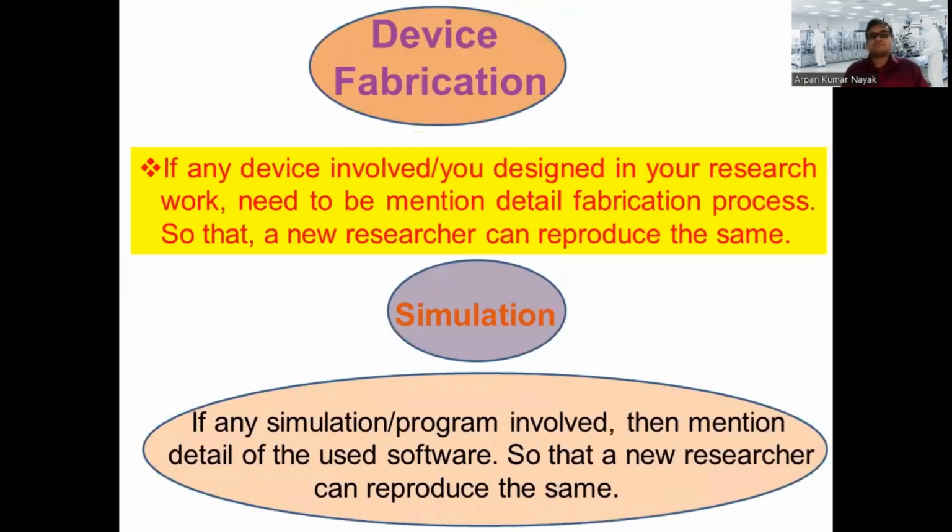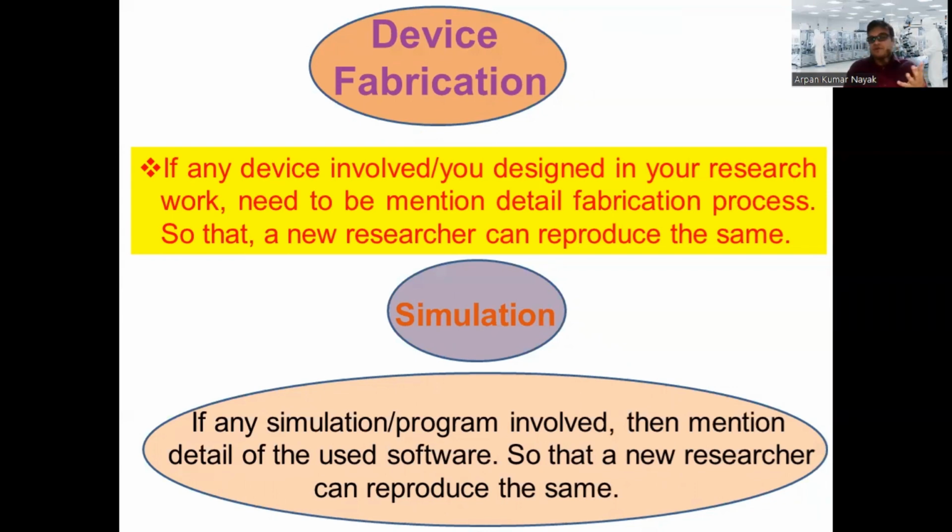Next is device fabrication. If you are fabricating any device from your materials, you definitely have to mention how you fabricated the device. Give the whole detail: how you packed your device, how you prepared it, how you fabricated it, so that others, when they read your article, can also fabricate that device by following the experimental section of your published research article.